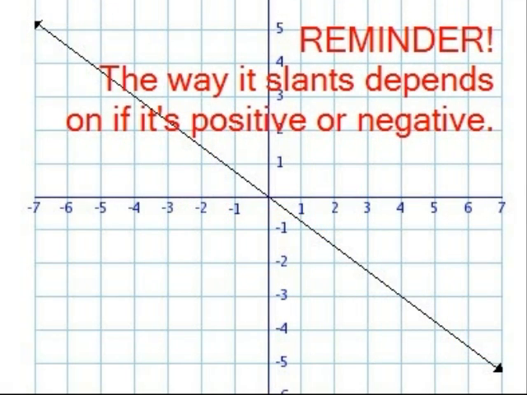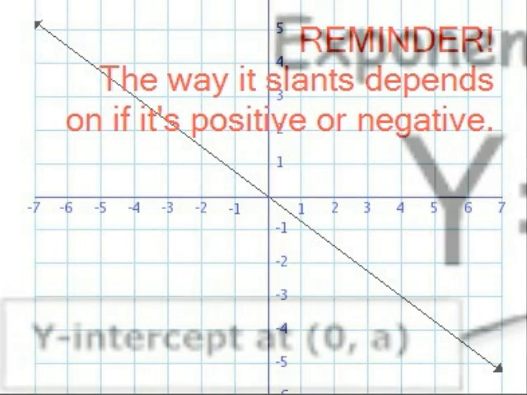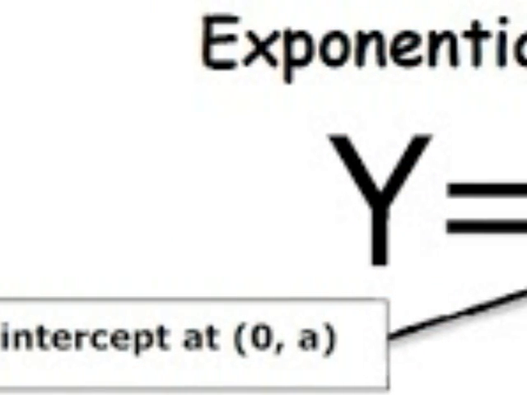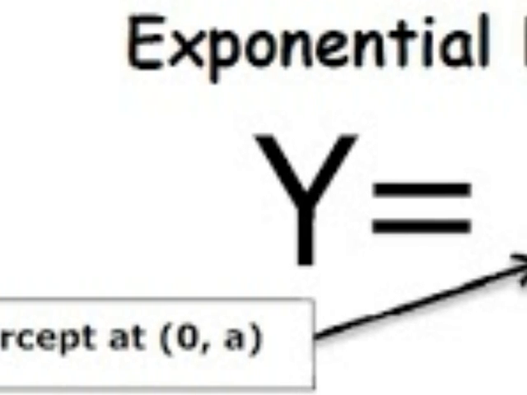Just a reminder to everyone, the way the line slants depends on if the slope is positive or negative, such as if it was slanting to the right it would be positive, and if it's slanting like the following it would be negative. Moving on, I want to talk about exponential functions such as the following.